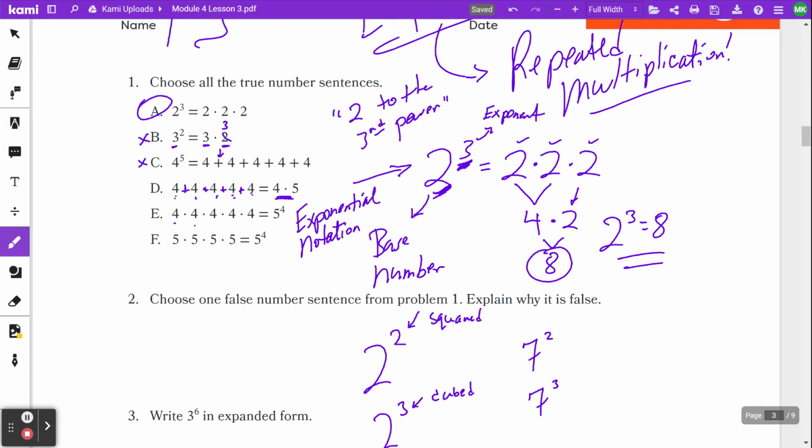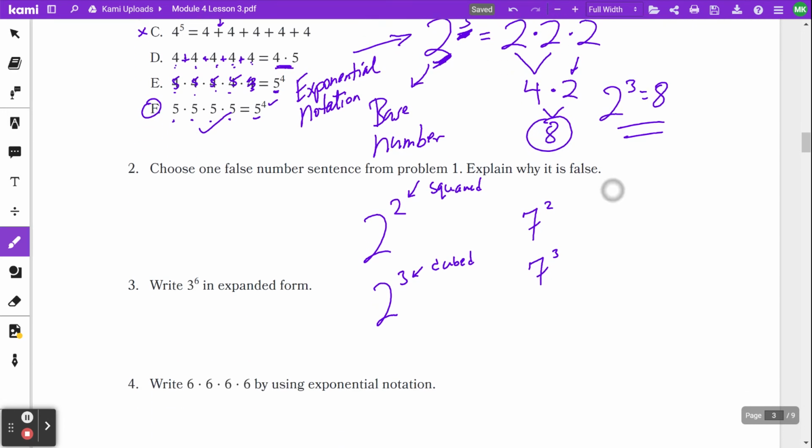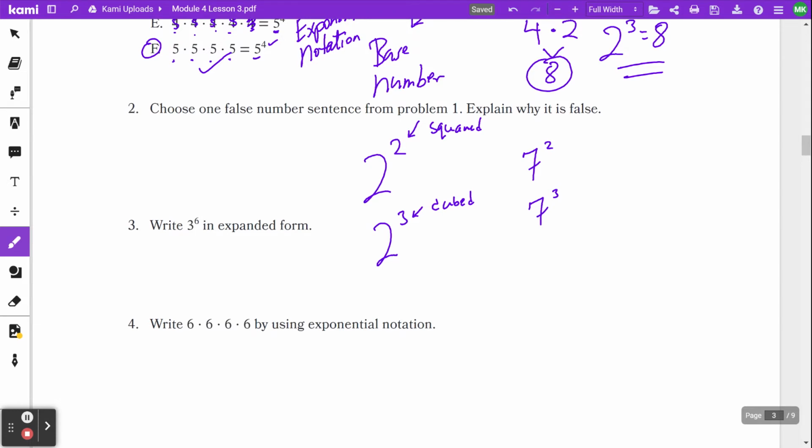This one looks good: 1, 2, 3, 4, 5. Nope, that's not true, because the base number is 5. So this would have to be 5 times 5 times 5 times 5. That one wouldn't even be there. But this one, base number 5, good. And there are 4 factors: 1, 2, 3, 4. There we go. So I like that one. And that's basically how it goes.